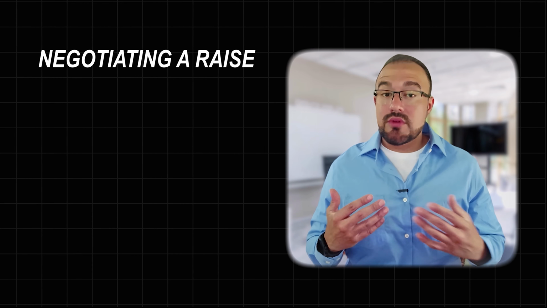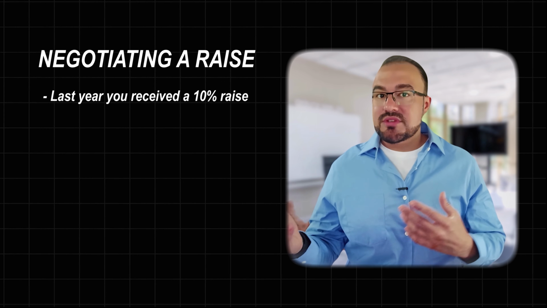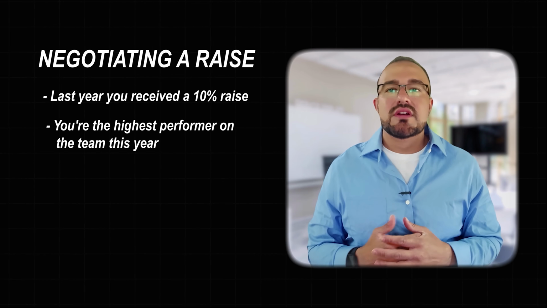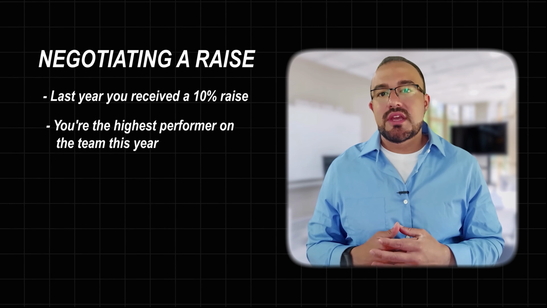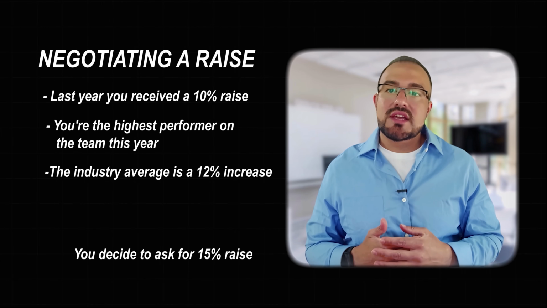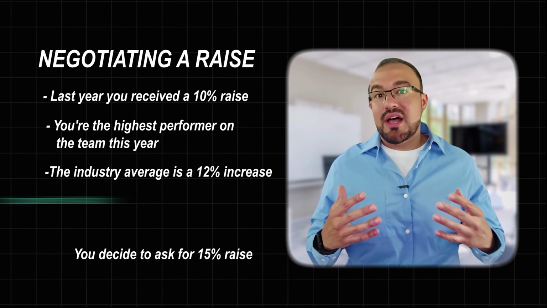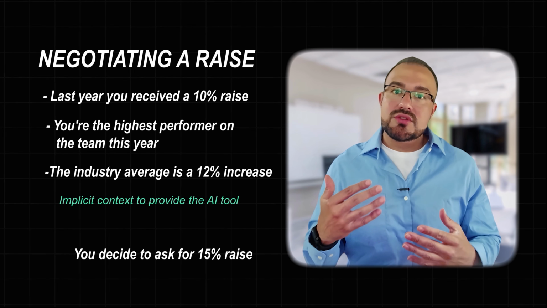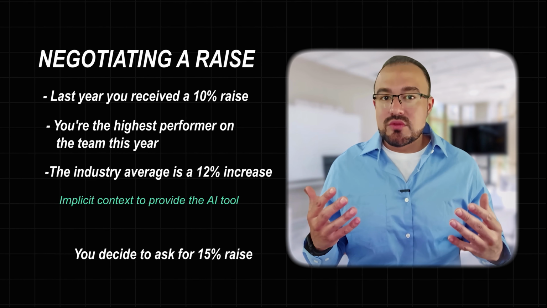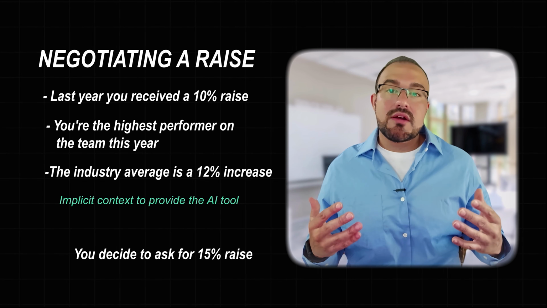Another example might be that you're preparing to negotiate a raise with your boss. You know in your head that last year you received a 10% increase, and this year the highest performer on the team in the industry average is around 12% increase, so you decided to ask for a 15% raise. If you leave out all that implied context when brainstorming negotiating techniques with an AI tool, you'll receive a lower quality, aka more generic output.